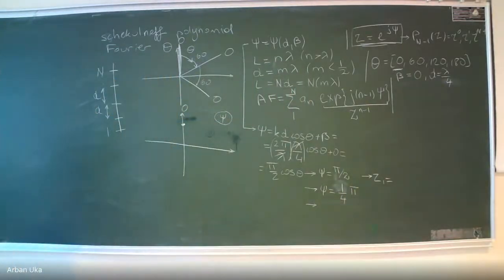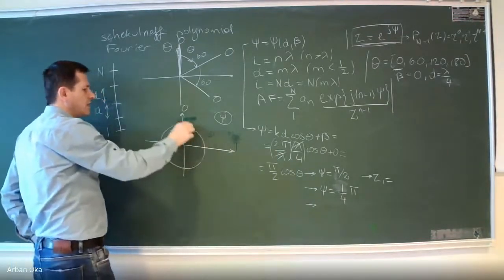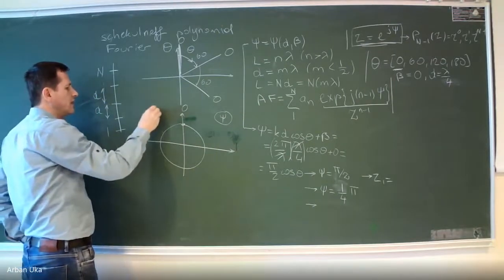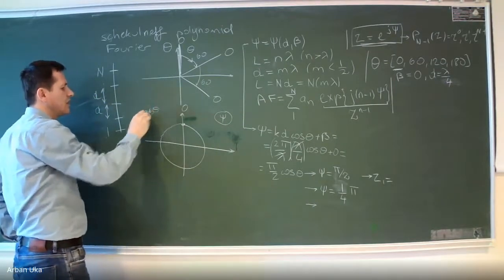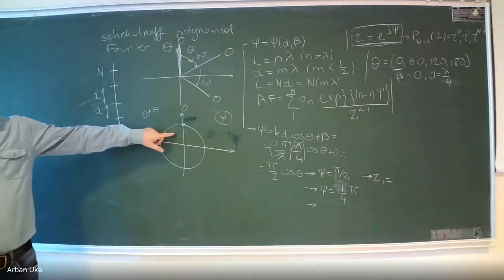But for a moment, it might be good to think about the unit circle, where we draw the e to the power j theta. So when psi is equal to pi over 2, we can do that.